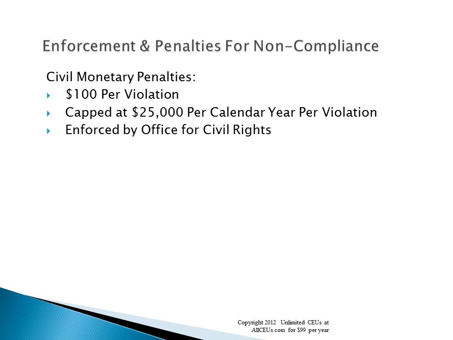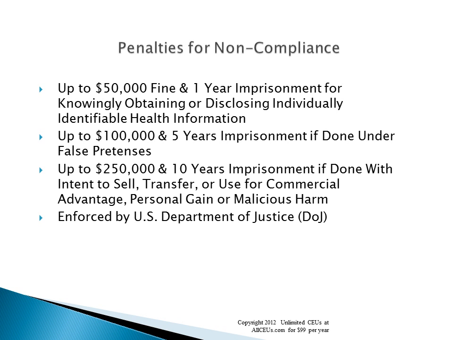There are civil monetary penalties for violation of HIPAA, as low as $100 per violation. It can be capped at $25,000 per calendar year per violation. It's enforced by the Office for Civil Rights. Up to $50,000 in fine and 1 year imprisonment for knowingly obtaining or disclosing individually identifiable health information. Up to $100,000 and 5 years in prison if done under false pretenses.